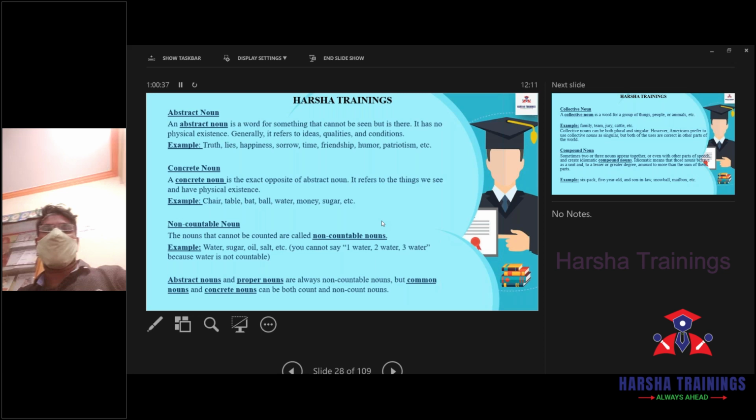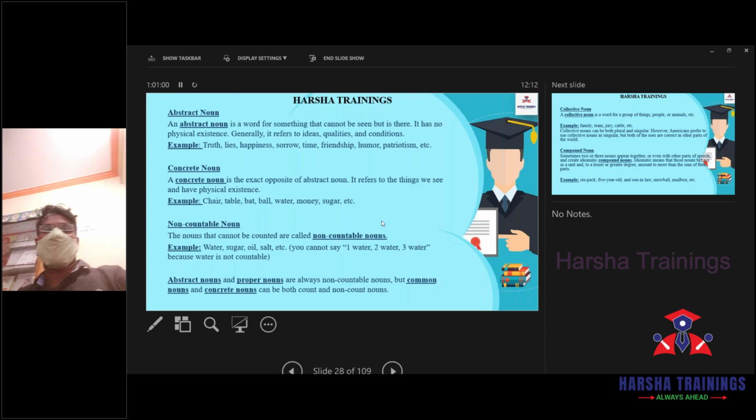Okay, coming to concrete noun, it is just the opposite of abstract noun. It refers to things that we can physically see. For example, this chair, table, all these things we can see physically, right? Physical presence is there. So these are called concrete nouns.